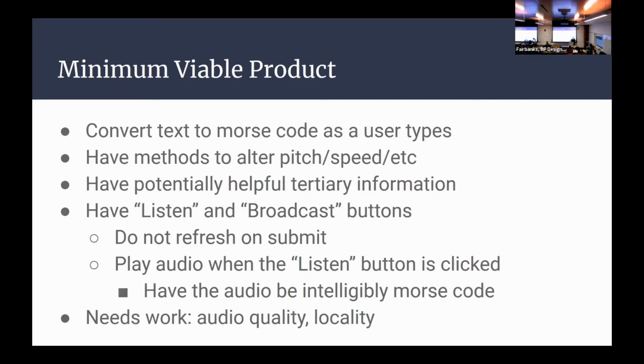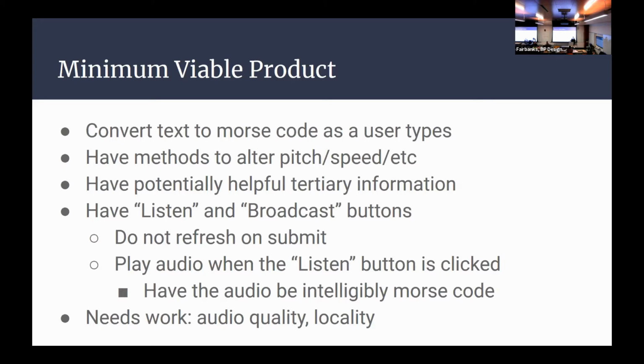So for my minimum viable product, I wanted to be able to convert text to Morse code as the user types it in. I also wanted to have methods available to alter things like the pitch and the speed, although I figured I didn't have to necessarily get them fully implemented. Then also have potentially helpful tertiary information like Q signals and pro signs. I also wanted to have listen and broadcast buttons. Listen would simply just play the audio for the person who presses the button, and the broadcast would port it to a radio.